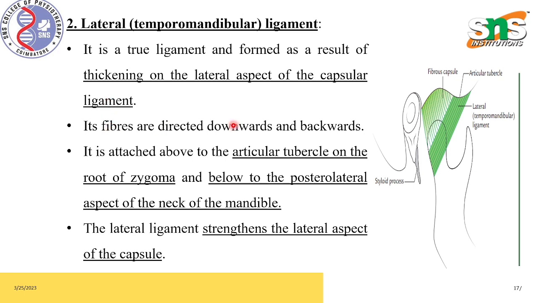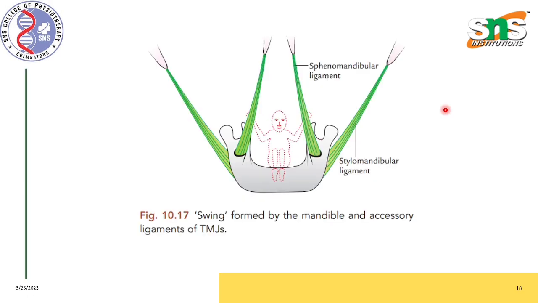Its fibers are directed downwards and backwards and it is attached above to the articular tubercle on the root of the zygoma and below to the posterolateral aspect of the neck of the mandible. So superiorly it is attached over the root of the zygoma at the articular tubercle, and below it is attached over the posterolateral aspect of the neck of the mandible. This ligament strengthens the lateral aspect of the capsule.